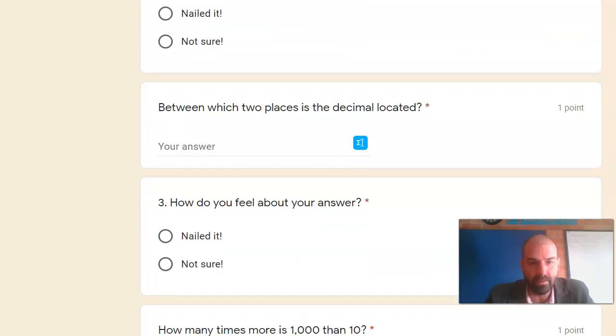Between which 2 places is the decimal located? Always, always, always between ones and tenths. Always between ones and tenths. If you don't know that, you need to do something about that. Look that up. Look at place value. All right. Make some flashcards. Share them with other people. We should probably do that.